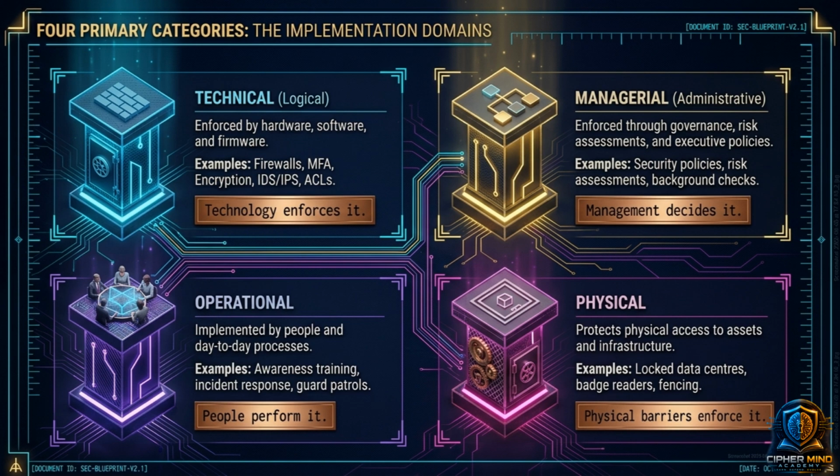Physical controls protect access to facilities and infrastructure. Examples include locks, fences, CCTV systems, badge readers, and biometric scanners. A simple way to remember this: technology enforces technical controls. Management creates managerial controls. People execute operational controls. Physical barriers enforce physical controls.